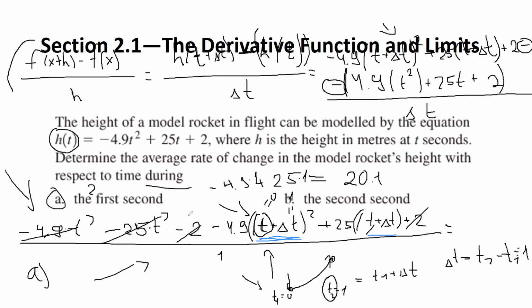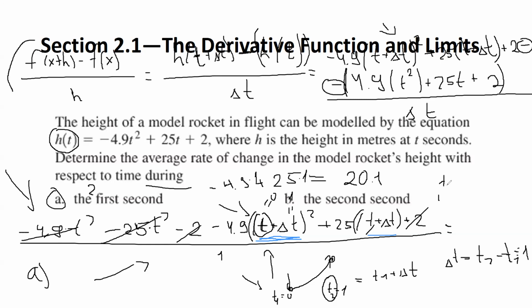Well, instead of replacing t with 1, you'd replace it with 2. No, delta t. You'd replace it with 2 instead of 1. So then I would read the question, the second. So not during the first 2 seconds, but during one second. So 1 to 2.